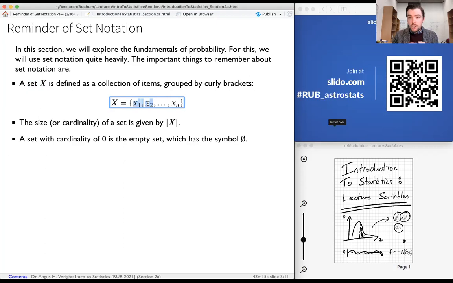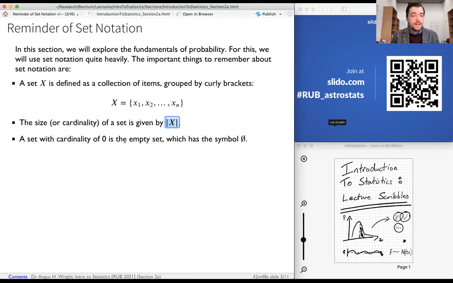And the way that we show a set of individual things is using these curly braces, these curly brackets. The size of a set is given by either the capital letter N or by what's called the cardinality, which is this absolute value of X. So when X is a set, the absolute value symbols describe the cardinality of the set, so the size of the set.